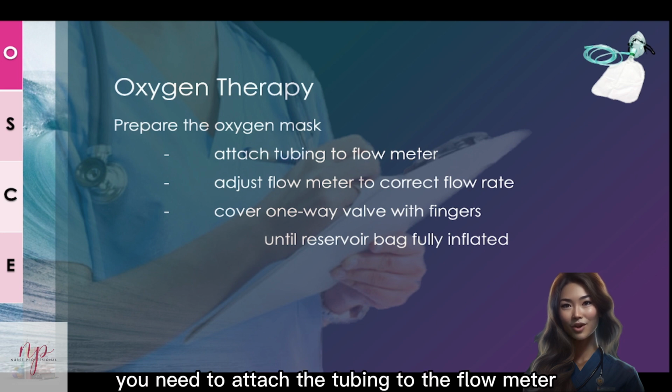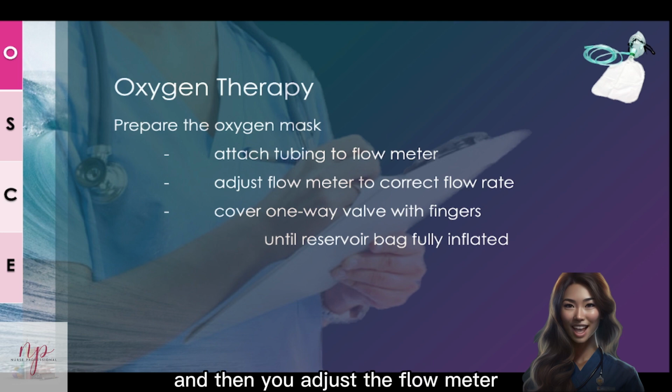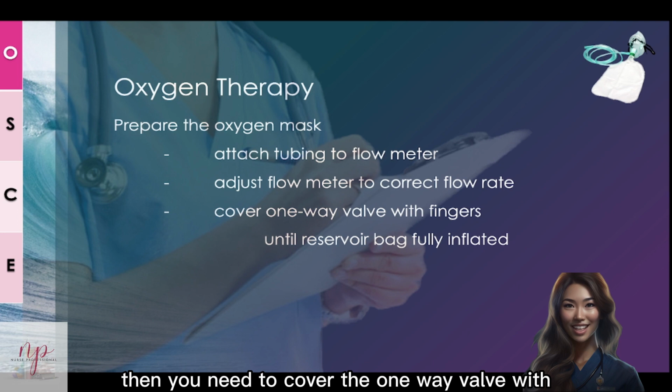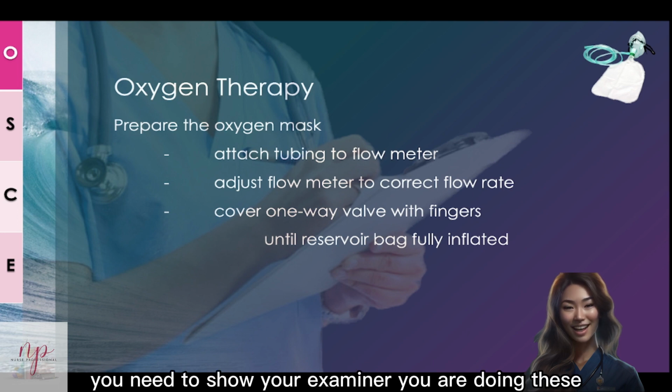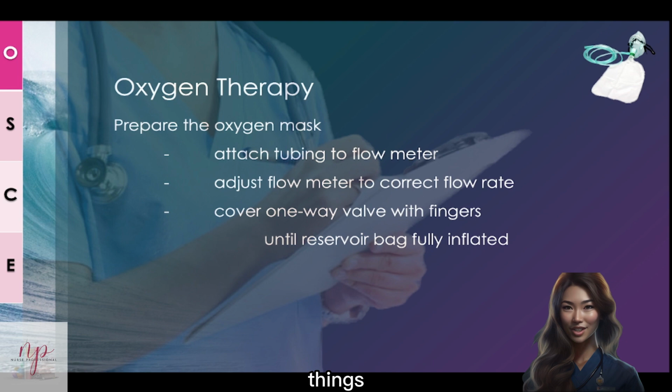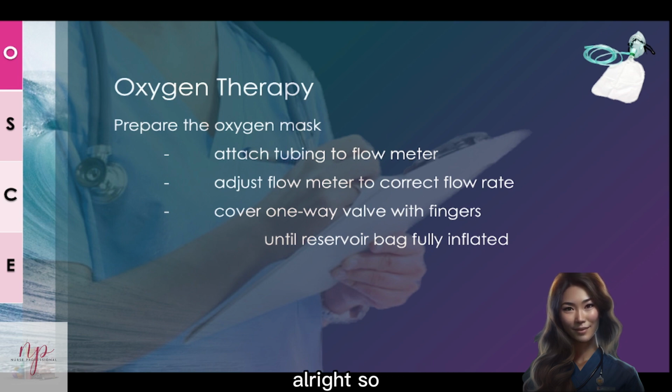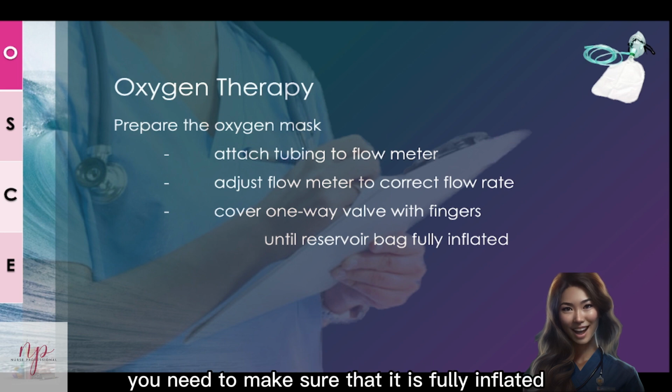First of all, you need to attach the tubing to the flow meter. And then you adjust the flow meter to the correct flow rate according to the doctor's prescription. Then you need to cover the one-way valve with your fingers. You need to show your examiner you are doing these things until the reservoir bag is fully inflated. Alright? So do not apply an empty reservoir bag to your patient. You need to make sure that it is fully inflated.